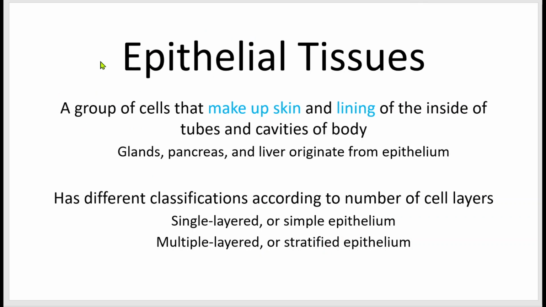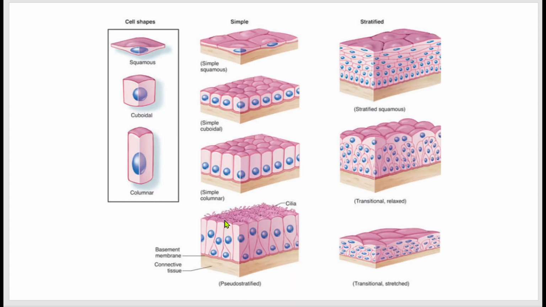So we're starting with the epithelial tissue, which technically makes up the skin mainly, and the lining of the inside of the body. So it lines all the cavities. The cells can be either single layer or multi-layer. When we say multi-layer, we mean stratified. So stratified technically means multi-layer.